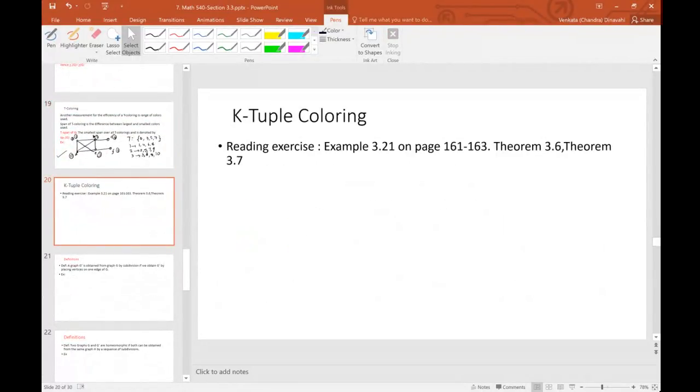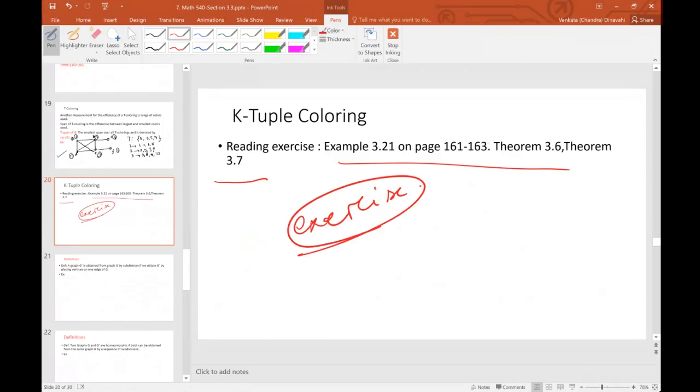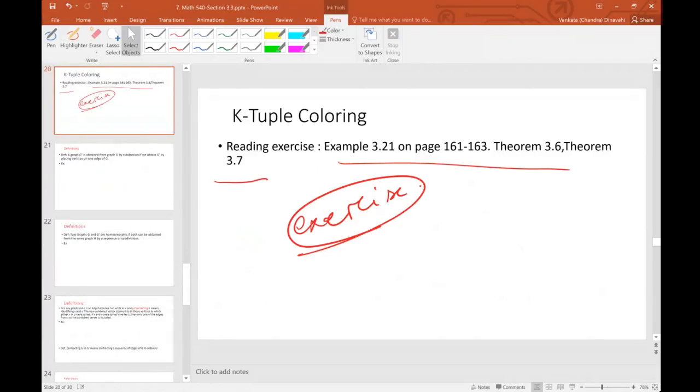And there is another variation which they talked about in the book, that is called K-tuple coloring. I want to leave that as an exercise for you to read. So please read these examples on these pages. That talks about K-tuple coloring. It is not very difficult for you to follow. So this is an exercise for you to read. Please go through that.